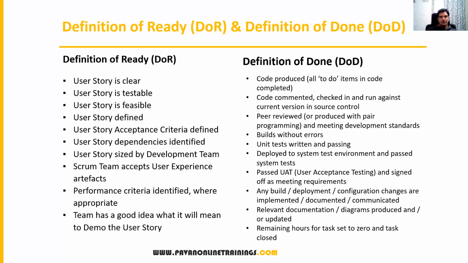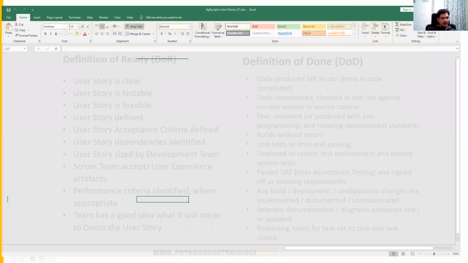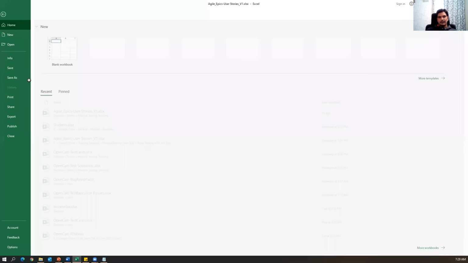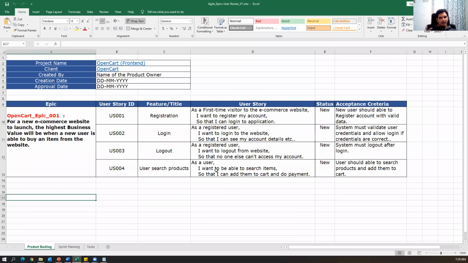Now I'll show you how the stories look, how the product backlog and sprint backlog look. I'll show you a sample example now. Let me open this document. Let me close this presentation for a second. Now you can look at this Excel, which is a sample product backlog template. This is prepared by the product owner. This is not your responsibility or the developer's responsibility.